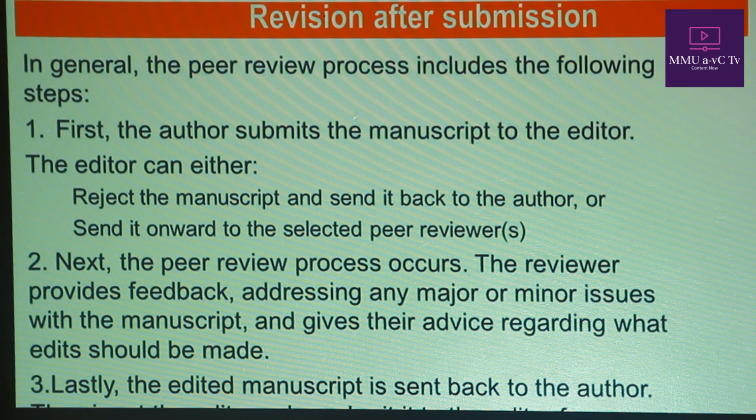You can also get a response where your work is accepted with minor corrections. And with minor corrections, maybe these could just be the stylistic arrangements, the spelling mistakes, those minor mistakes. But also your work can be rejected. So if your work is rejected, it means it cannot be published within that journal or within that publisher. So therefore, a revision after submission.